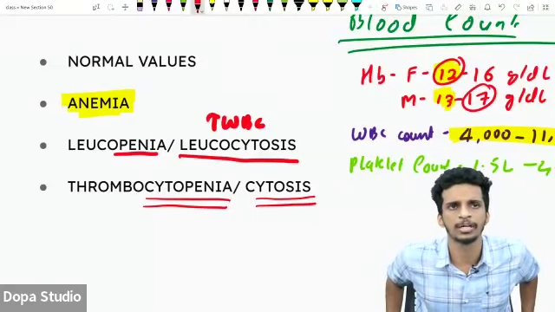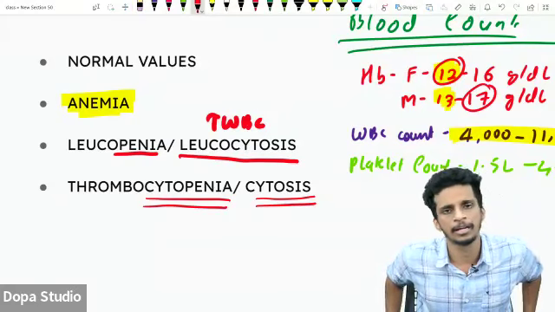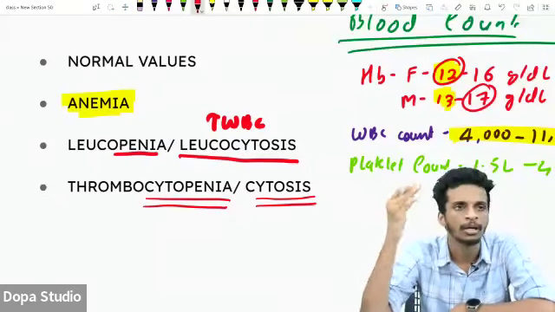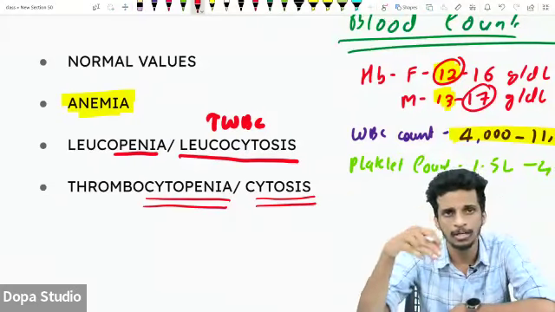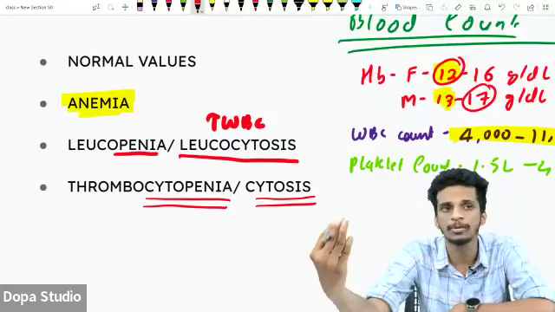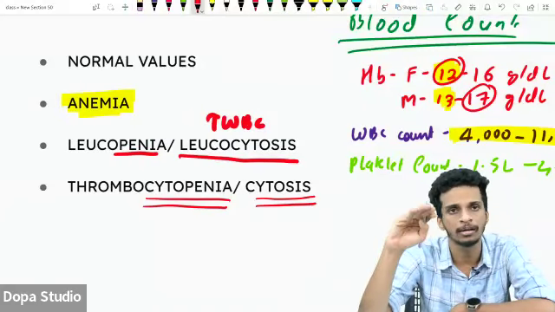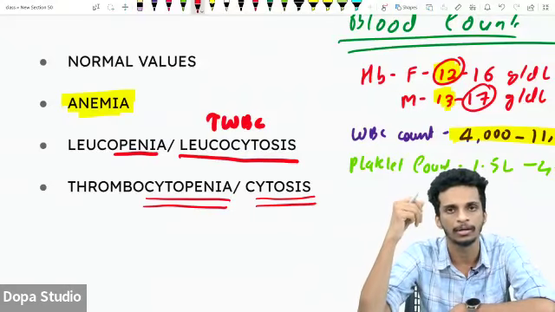I hope up to this point it's fine to everyone. So anemia is basically a decrease in hemoglobin or RBC count. Leukopenia is a decrease in WBC count. Leukocytosis is an increase in WBC count. Thrombocytopenia is a decreased platelet count and thrombocytosis is an increase in platelet count.